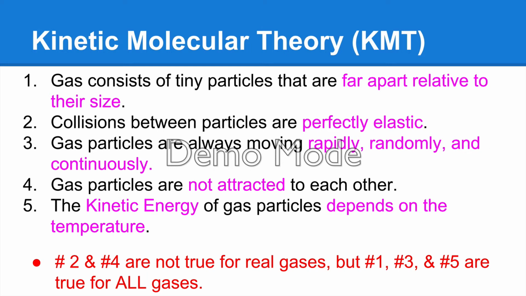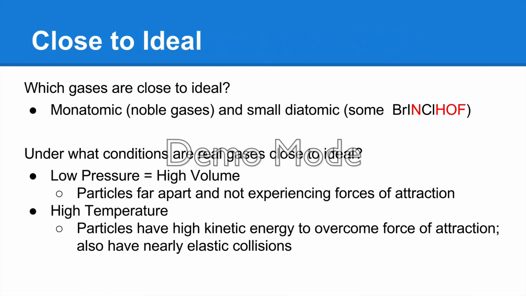So now, speaking of the kinetic molecular theory, what's close to ideal? The question is, which gas molecules are closest to ideal, and under what conditions are they close to ideal? So we're looking at monatomic, which are noble gases, and small diatomic, so mostly nitrogen, hydrogen, oxygen, fluorine. And the conditions for those small diatomic molecules, you don't have to know, just know that the small diatomic ones and monatomic are the ones that are closest to ideal. Low pressure, which means they have a high volume that really gets those particles far apart and they're not experiencing the forces of attraction. And high temperature. They're given a lot of energy so they can overcome the force of attraction and have nearly elastic collisions.